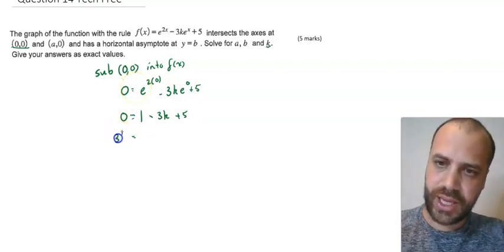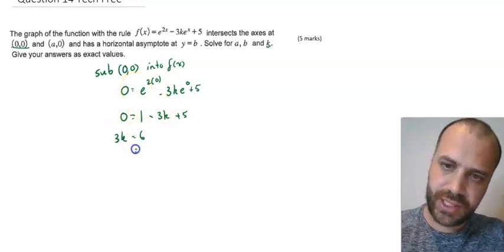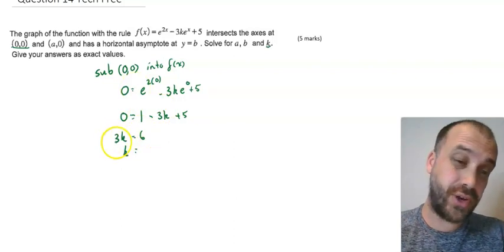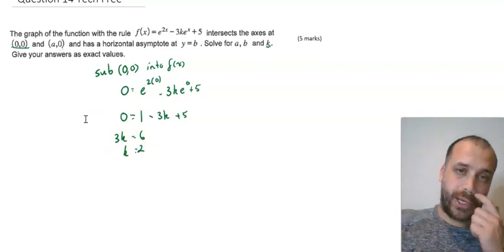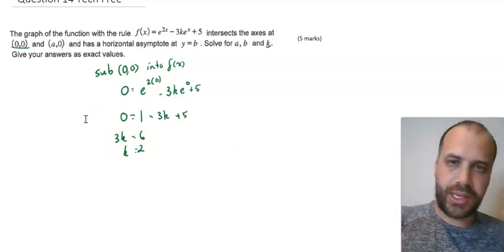We can put the 3k on this side. 1 plus 5 is 6. k is equal to 6 divided by 3, which is 2. So we know k equals 2. Alright, so we figured out one of the unknowns. We need to know a or b.